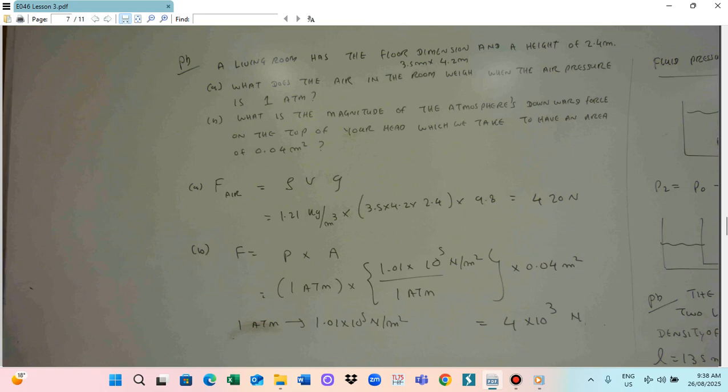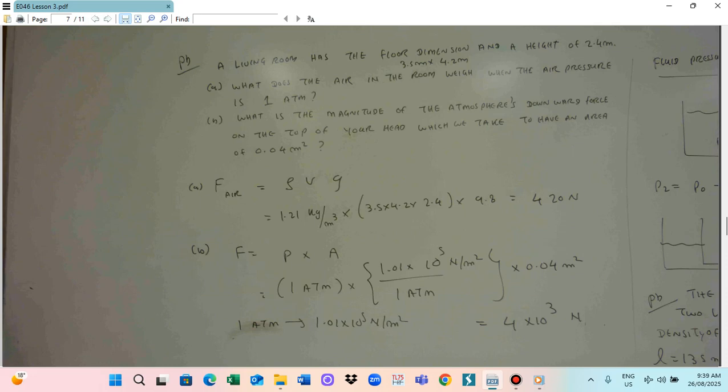So air is the density. The volume of the room is for the room dimension. The floor dimension is 3.5 meter multiplied by 4.2 meter, and the height is 2.4 meter. And also gravity is 9.8. So by solving this one, you get 420 Newton. So this is for the force of the air can be calculated.